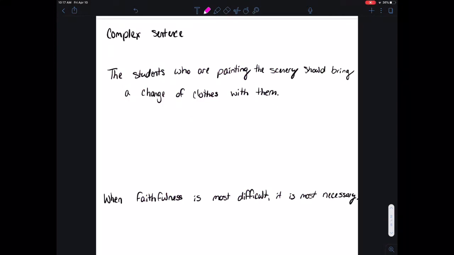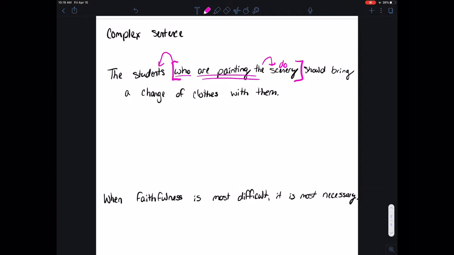A complex sentence contains one independent clause and one or more dependent clauses. So: the students who are painting the scenery should bring a change of clothes with them, right? Looking at this sentence, who are painting the scenery is a dependent clause. It is an adjective dependent clause because it is modifying students. It's saying who they are. So inside my clause, I'm going to go ahead and mark the rest of it. Who is my subject. Are painting is my verb. It's an action verb. They're painting scenery.